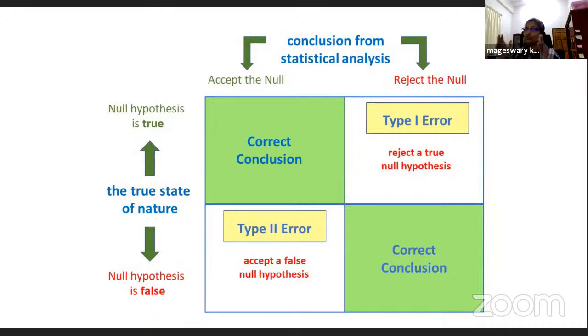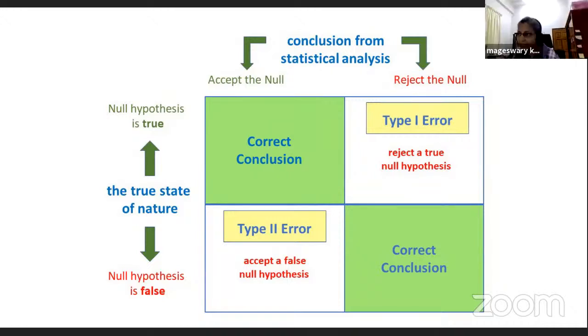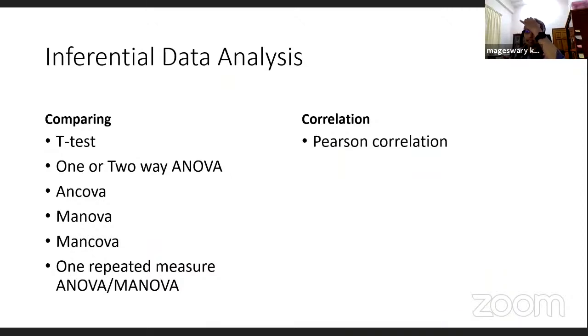In order to do your research, to do the inferential statistics, you must make sure type 1 error and type 2 error do not take place. In order to do this, we will have several analyses. Besides analysis, the sampling strategy is very important. Let me go into the analysis now. Do you have any question before I go into the analysis? I will go one by one: t-test, one- or two-way ANOVA, ANCOVA and so on. Do you have any question?